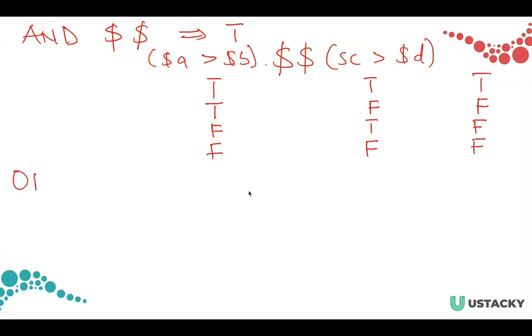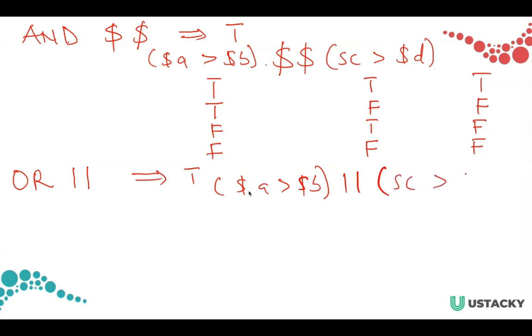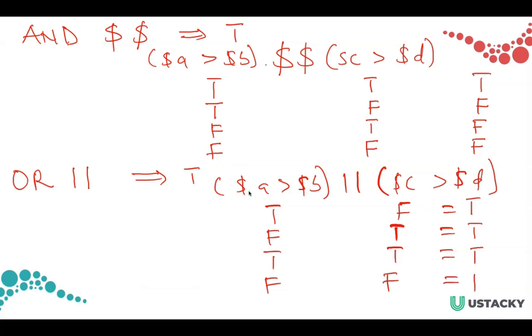Another operator is or, which is written as this. The value will be true if at least one of the conditions is true. For example, as we have here, if either this is true and this is false, we'll be having true. If this is false and this is true, we'll be having true. If this is true, this is true, we'll be having true. And if this is false and this is false, we'll be having false. Here, if at least one of the conditions is true, our outcome will be true. But for here, all the conditions have to be true before you have a true value.